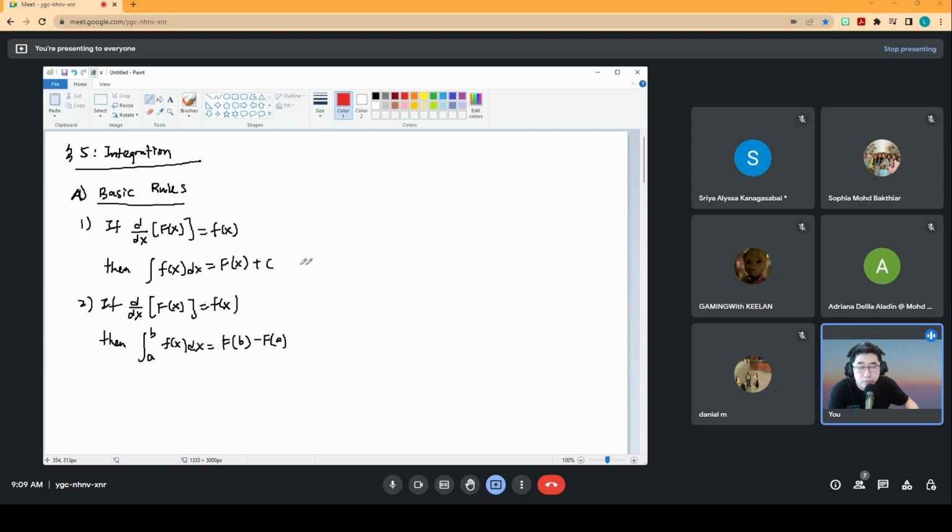So over here, the one with plus c, we call it indefinite integration. And this one is your definite integration.